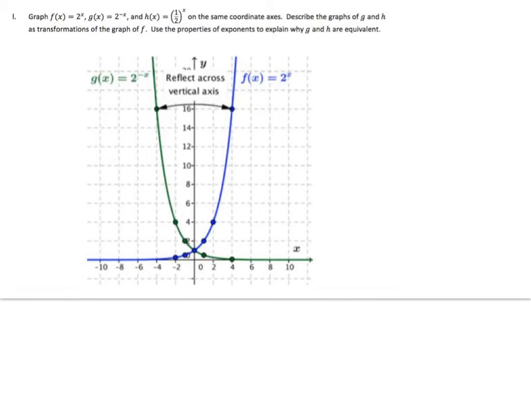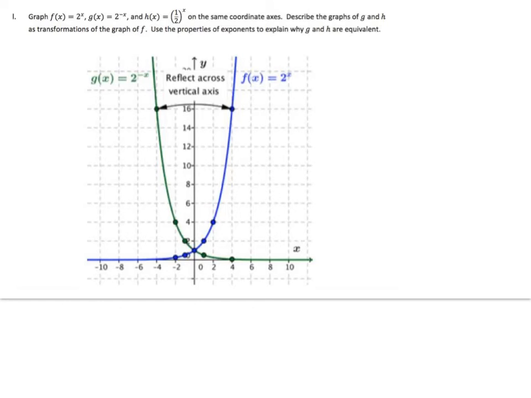All right, last sort of learning part of the lesson, and then we'll practice a few. I've got f of x equals 2 to the x, g of x equals 2 to the negative x, and h of x equals (1/2) to the x. Graph them on the same coordinate axes. Describe the graphs of g and h as transformations of the graph of f, and then use the properties of exponents to explain why g and h are equivalent.